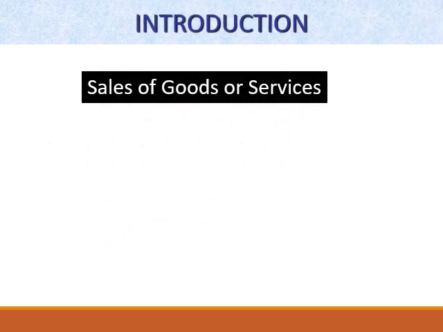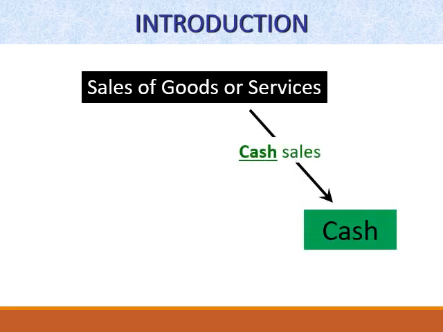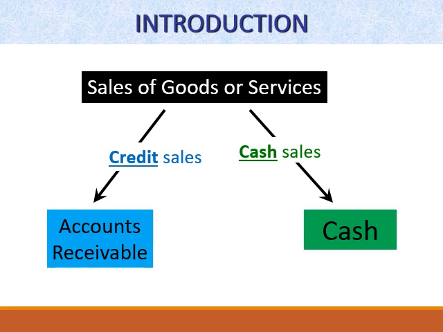All firms are involved in selling either goods or services. Although some of these sales are for cash, usually a large portion will involve credit sales. When a firm sells goods to a customer on credit, an accounts receivable is created. Eventually, the customer will pay the account. Any questions so far?